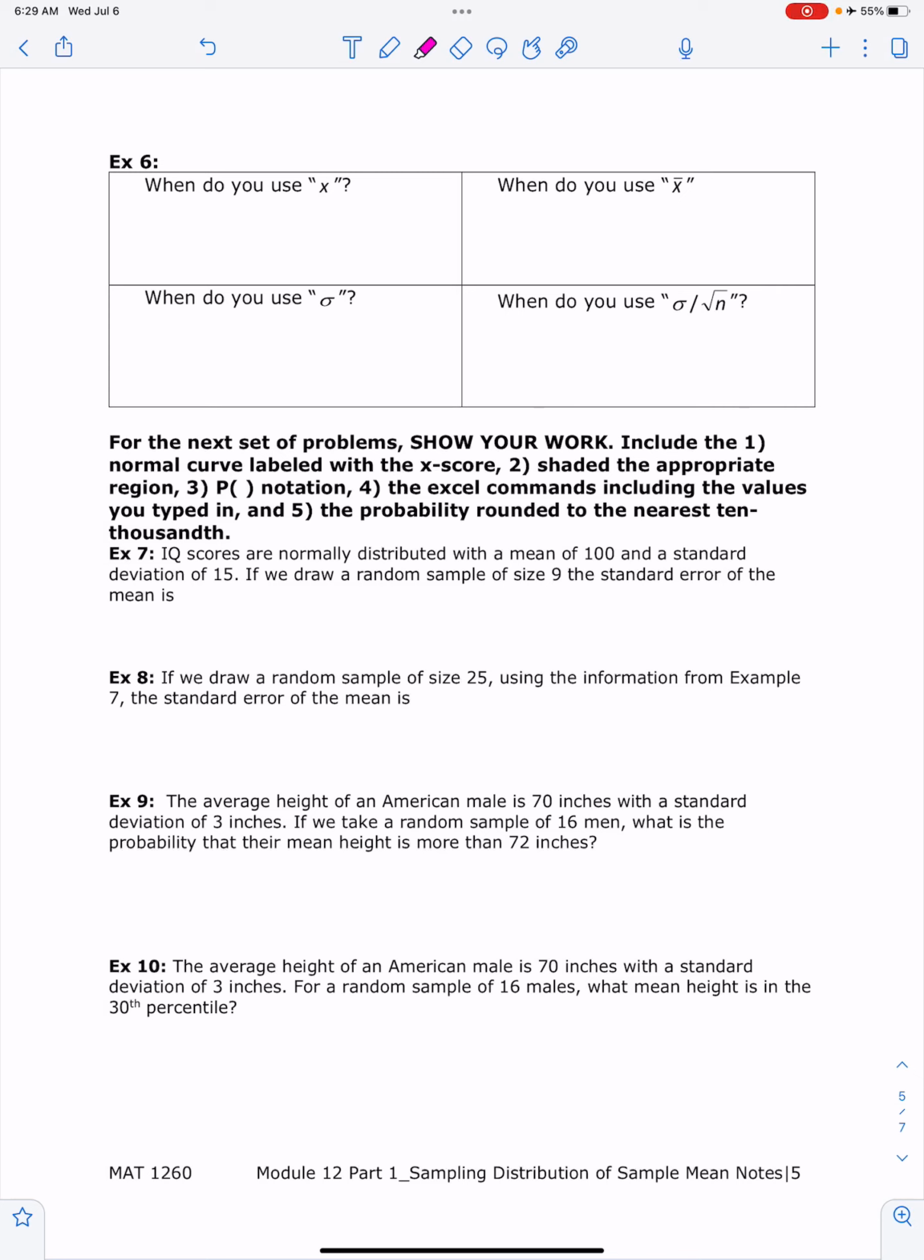Here are the Module 12 Part 1 notes. This is page 5. So, notation again.